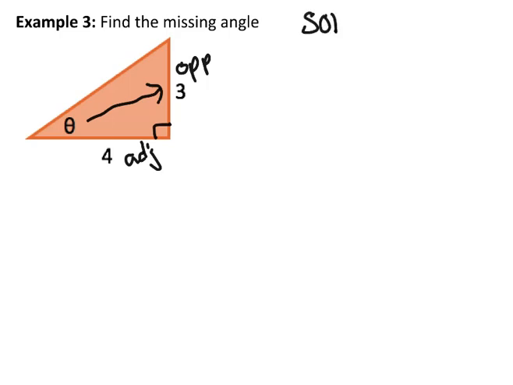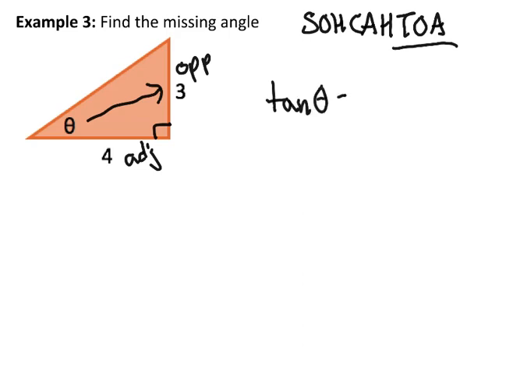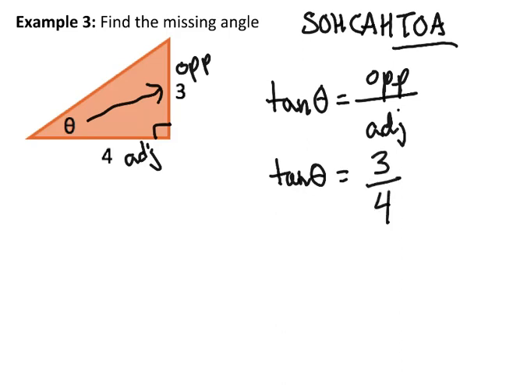So in terms of my SOHCAHTOA, looks like I'm going to be using the TOA part here, right? The opposite and the adjacent. So I'll write that ratio down. Tan of theta is the opposite divided by the adjacent. And then we'll fill in what we know. So we don't know the angle in this case, but I do know that the opposite side is 3 and the adjacent side is 4.